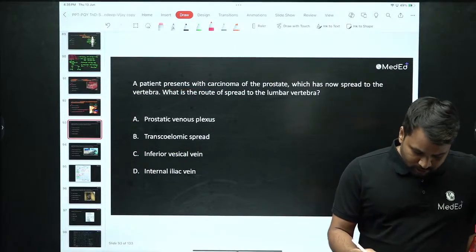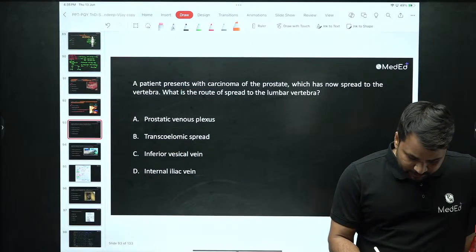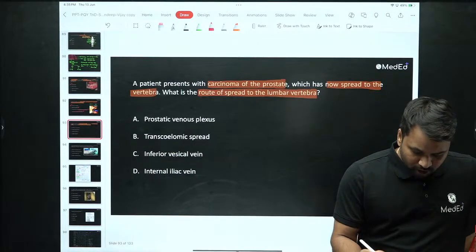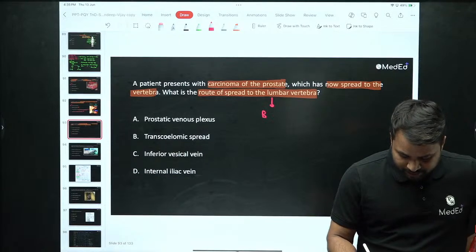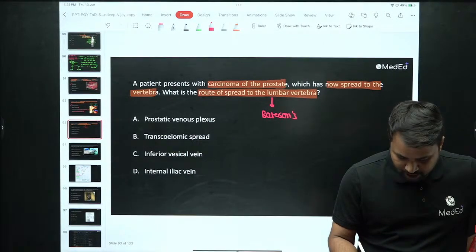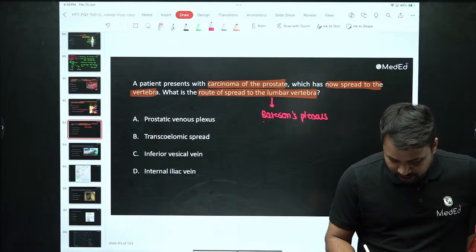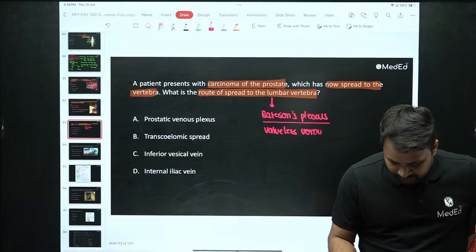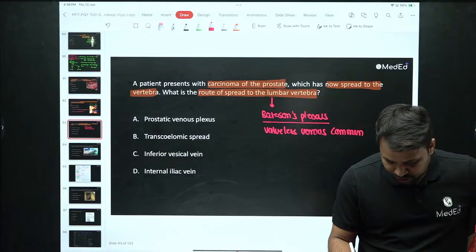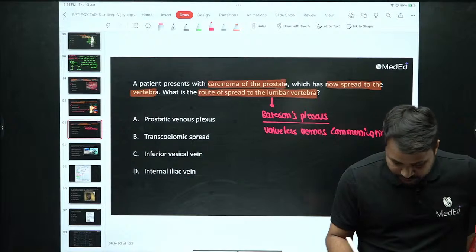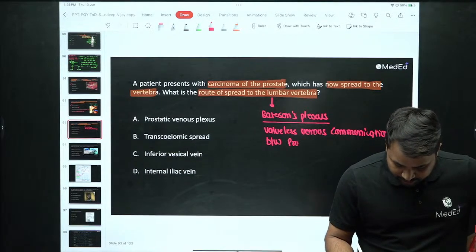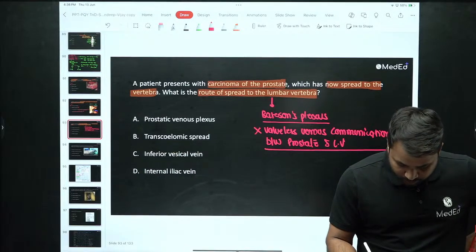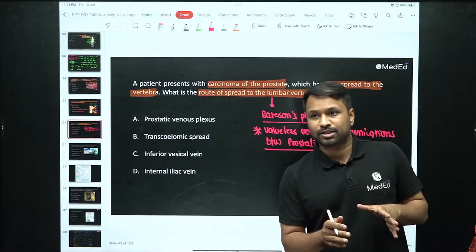Chalo. Now let's go to the next question. I have a patient presenting with carcinoma of the prostate, now spread to the vertebra. What is the most common route? See, prostate cancers spread to the lumbar vertebra with the help of Batson's plexus. These are valveless venous communications between the prostate and the lumbar vertebra. That's your Batson's plexus. Okay?